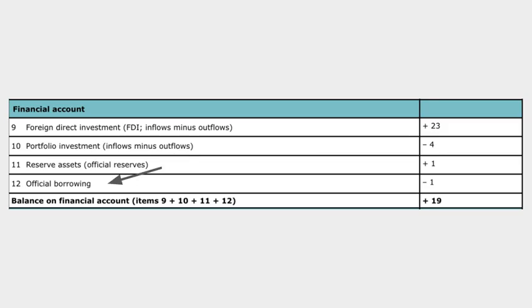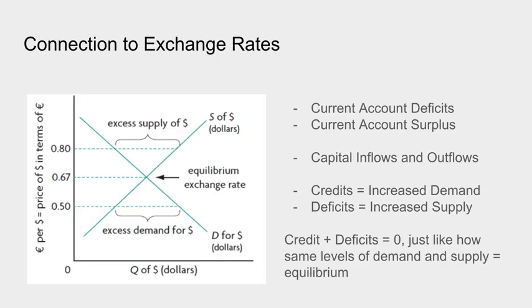Finally, official borrowing is when the government borrows money from foreign countries or lenders. By borrowing money, there is an inflow of currency into the domestic economy, appearing as credits in the financial account. If the domestic economy lends to foreign governments, there is an outflow of currency, and thus debits appear in the financial account. So now we have that understanding of current, capital and financial accounts. We can now make a connection to exchange rates with the balance of payments.